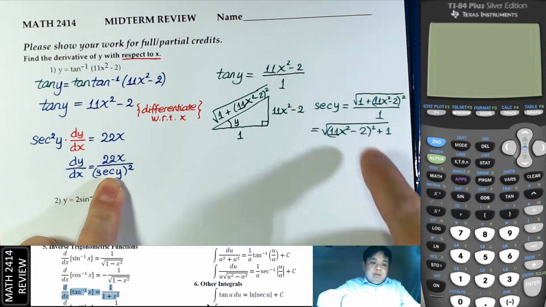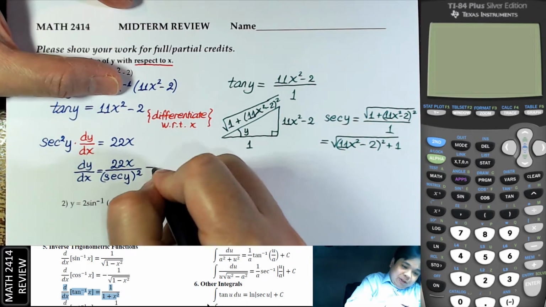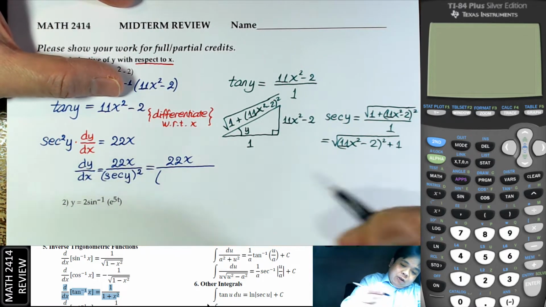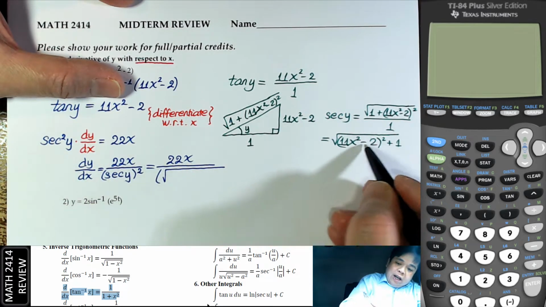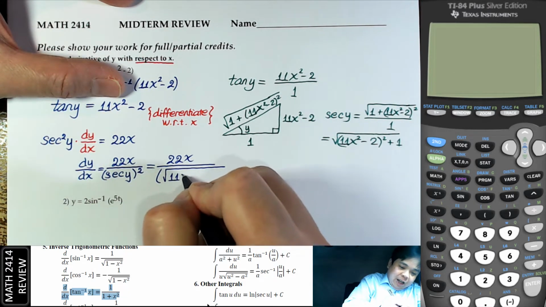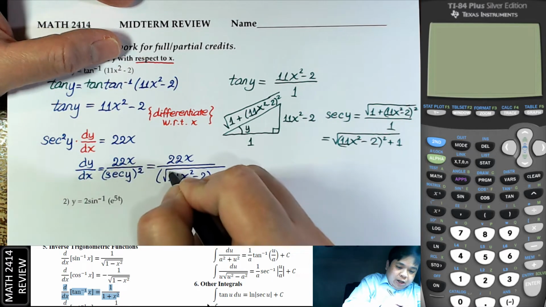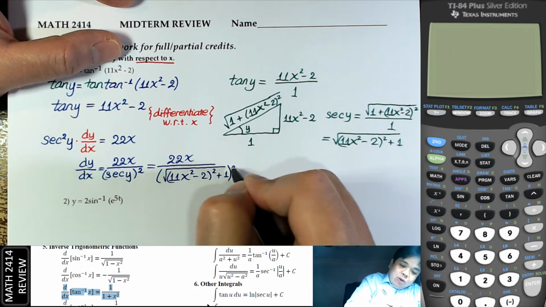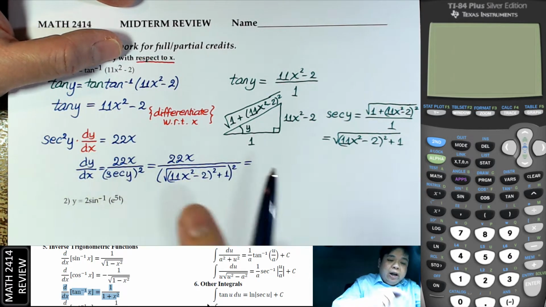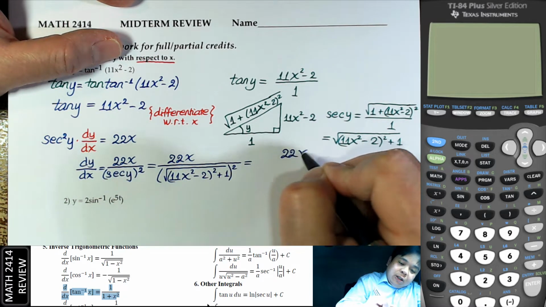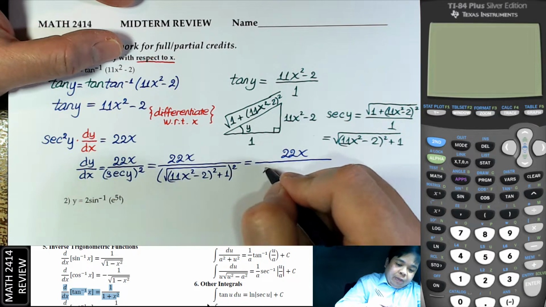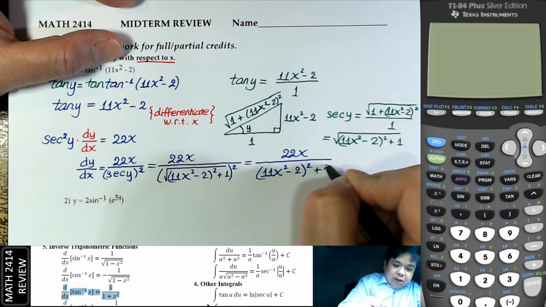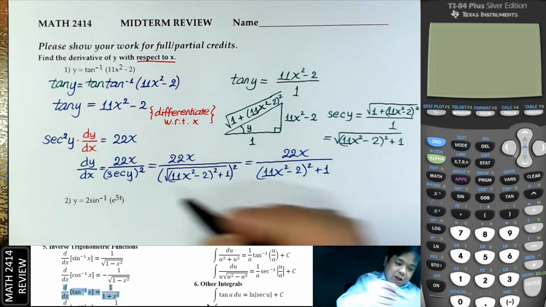Now we have secant squared, so just substitute that into secant. And we have the square root of 11x squared minus 2 squared plus 1, and then squared, so finally the square cancels the square root. We have 22x over 11x squared minus 2 squared plus 1. Right. So that's what we have.